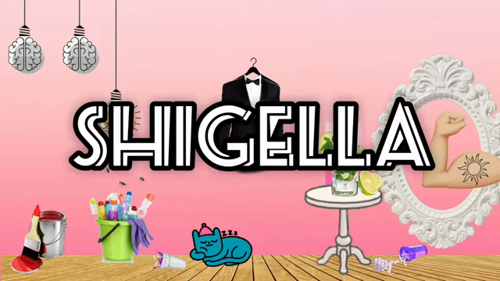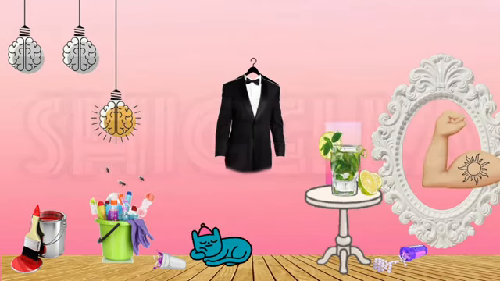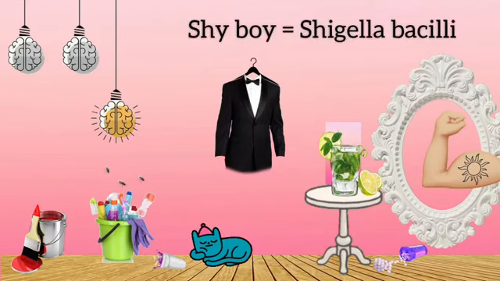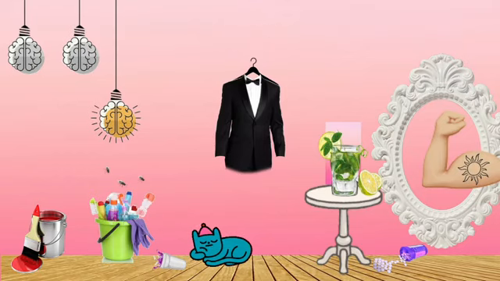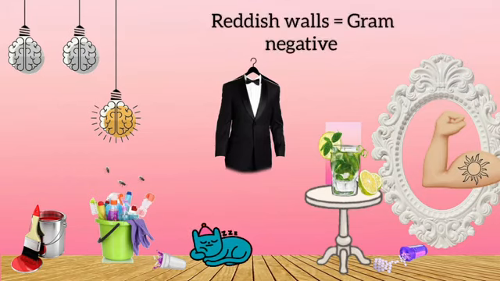This visual mnemonic is about Shigella. So, this mnemonic is about a shy boy, which will remind you that this is about Shigella bacilli. First of all, the reddish walls represent that this is a gram-negative bacilli.